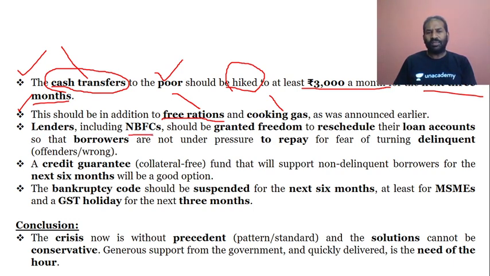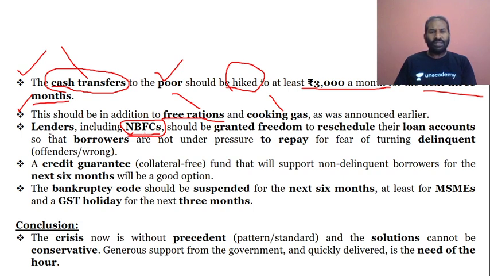And then you have public sector banks, wherein the RBI has infused around 3.5 percent of GDP into the public sector banks. From the public sector banks, the money is lent to the NBFCs. NBFCs means non-banking financial corporations.